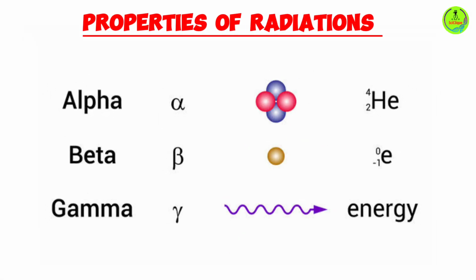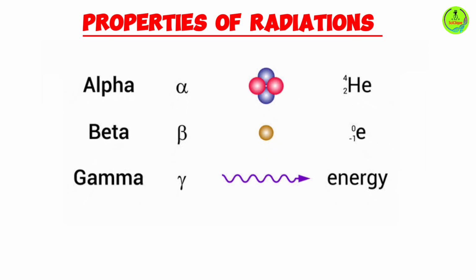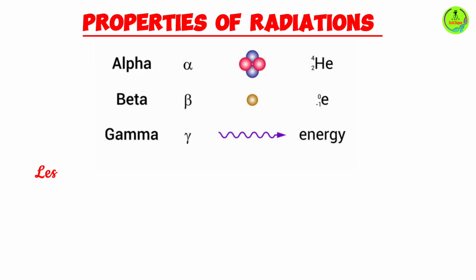Let us discuss the properties of the three types of radiations: alpha radiations, beta radiations, and gamma rays. Now, in my previous video, I had introduced these three types of radiations. So let us now proceed. Now, when talking about the properties, I'll be focusing on the three main ones.